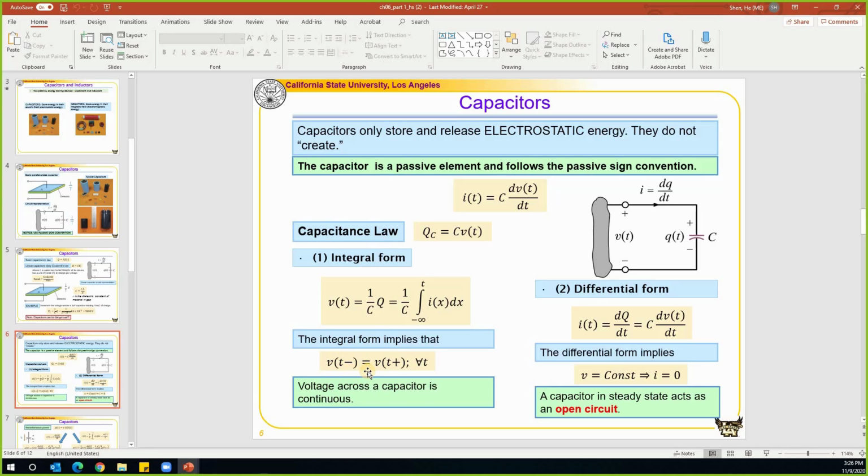It implies the voltage is continuous. The continuity is described as V at T minus is equal to V at T plus. So the voltage on the capacitor is always continuous. Current is equal to C dV over dt. In steady state, when V(t) becomes a constant, dV over dt becomes 0. So it means the current I is equal to 0. So in steady state, a capacitor acts like an open circuit.